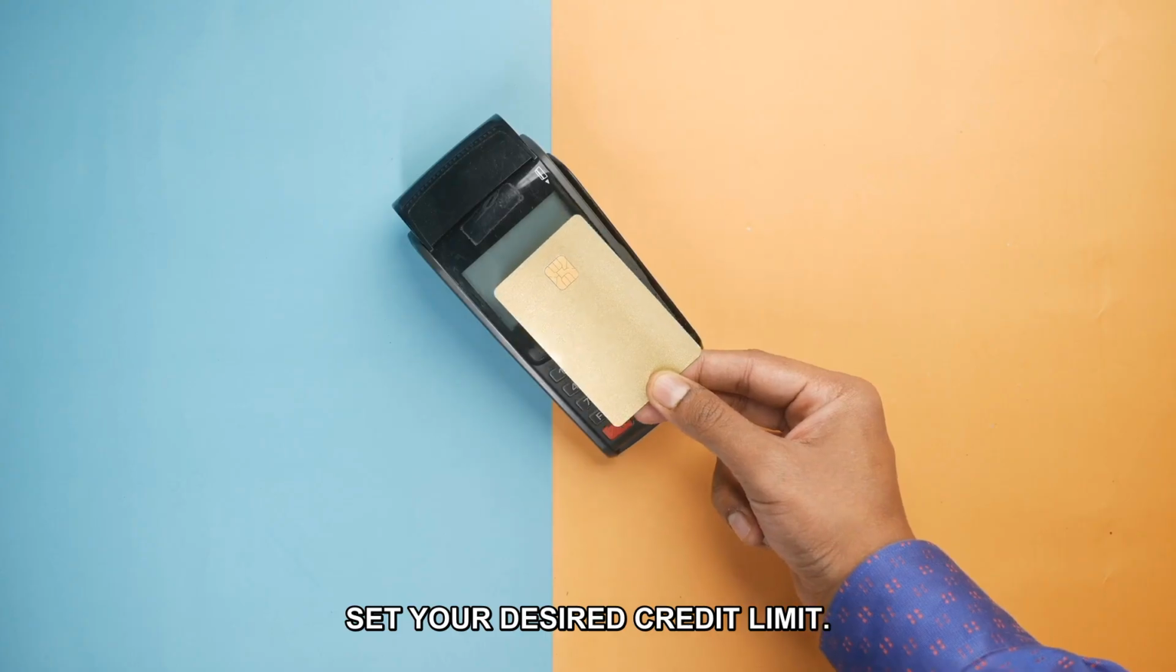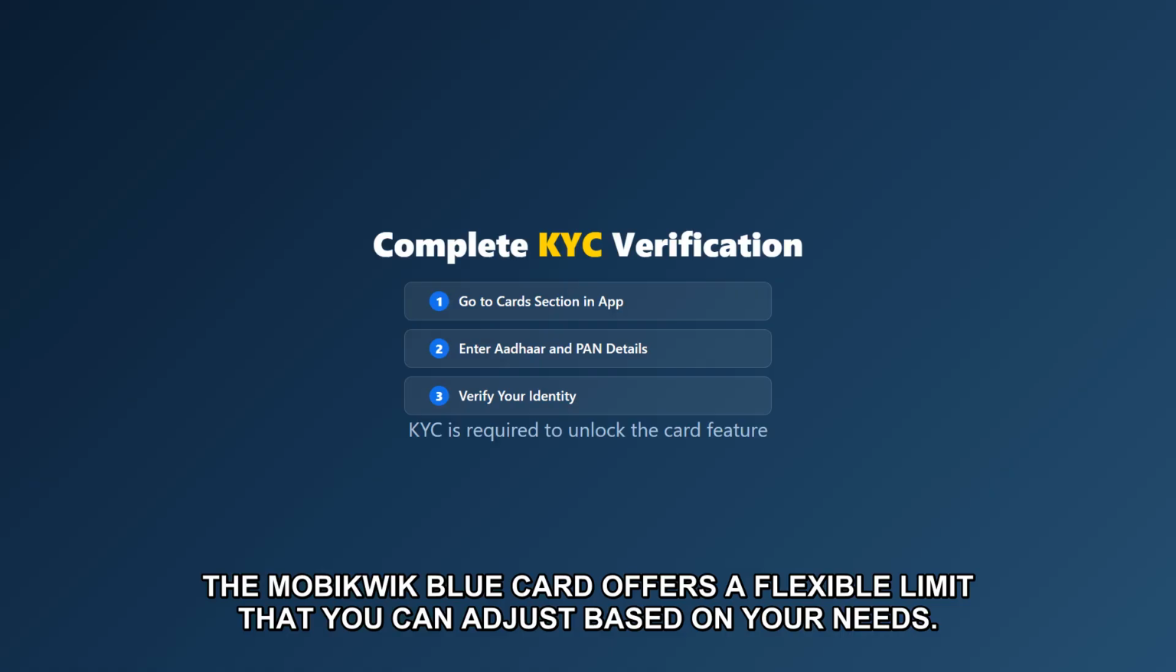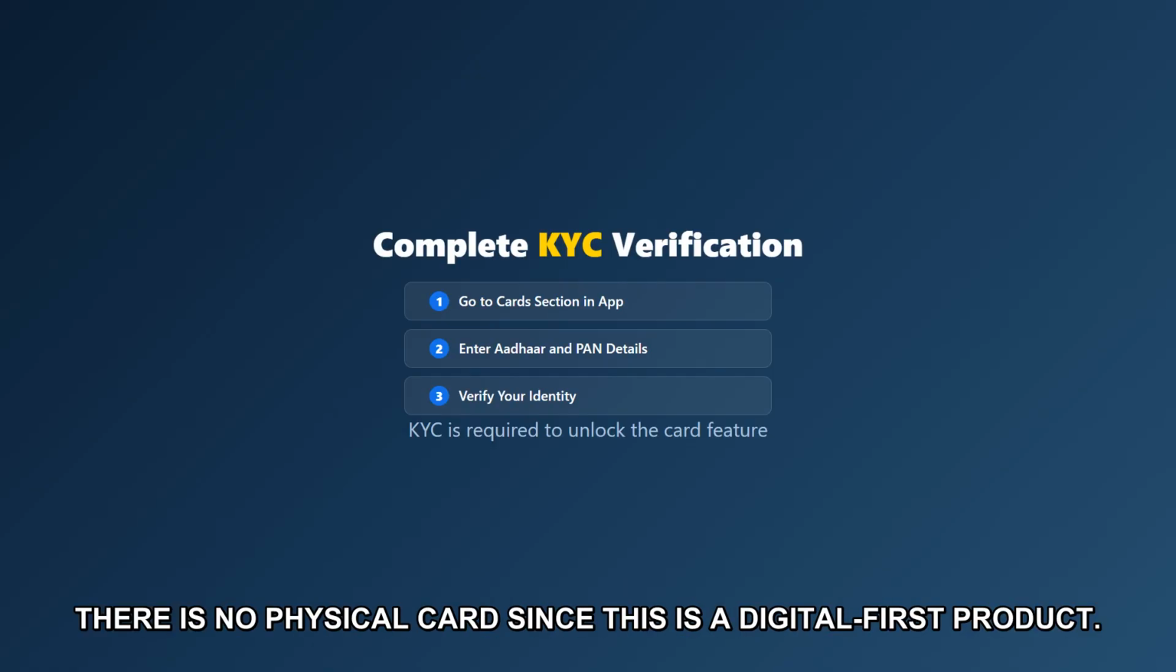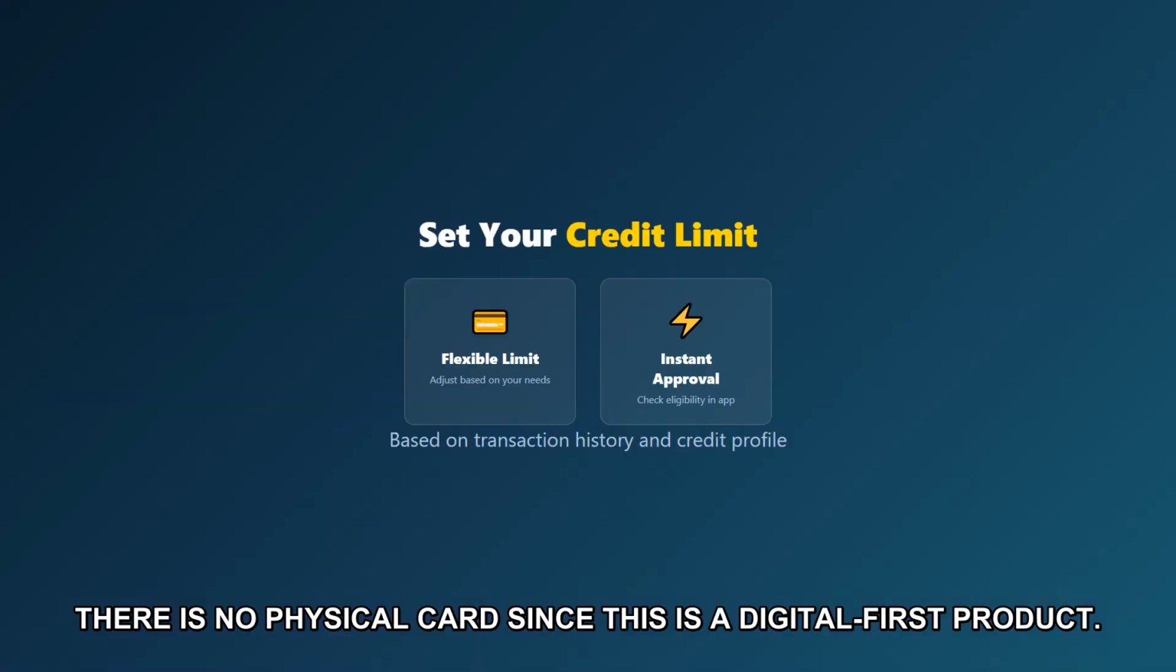Set your desired credit limit. The Mobikwik Blue Card offers a flexible limit that you can adjust based on your needs. Once approved, your digital card will be instantly available in the app. There is no physical card since this is a digital-first product.